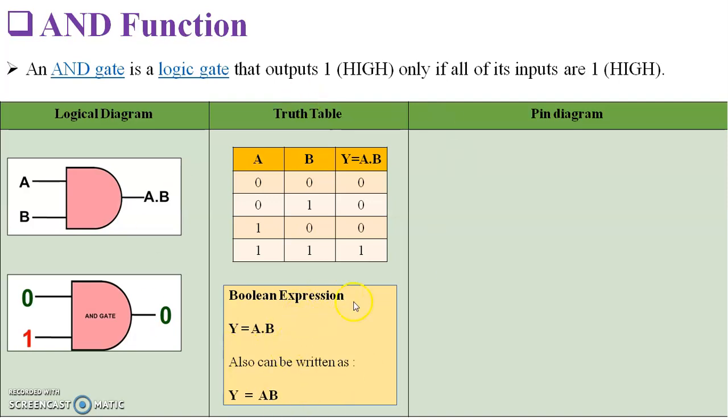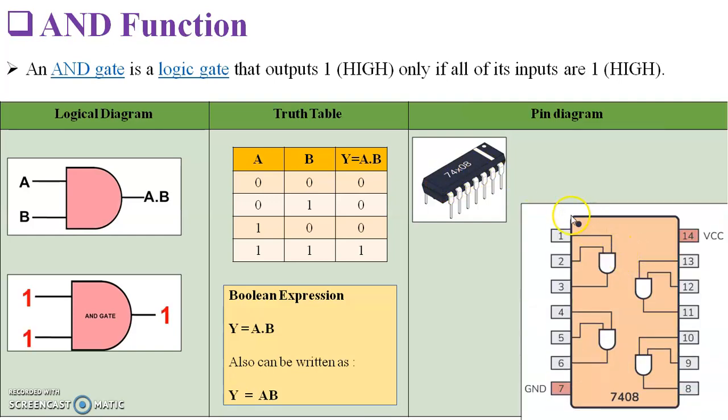Now this is the Boolean expression of AND gate, which is Y is equal to A dot B or A multiplied by B. Now let us look at the pin diagram. This is the graphical representation of the pins of this AND gate, whose IC number is 7408. The pin diagram shows this dot, which is the side that should be at the top while inserting the chip.